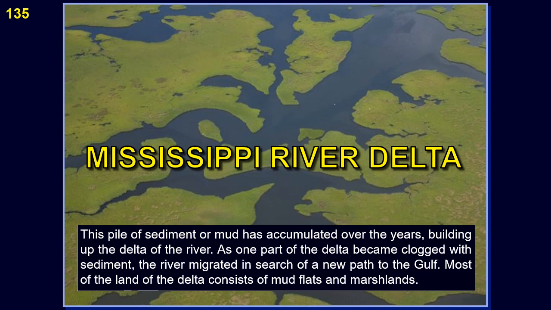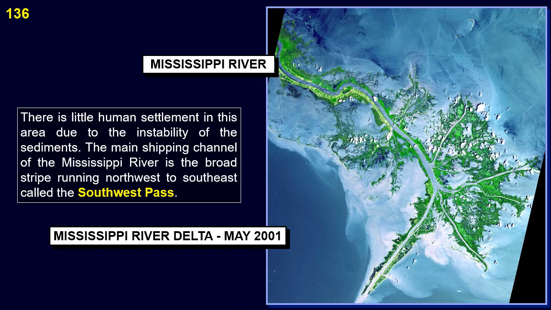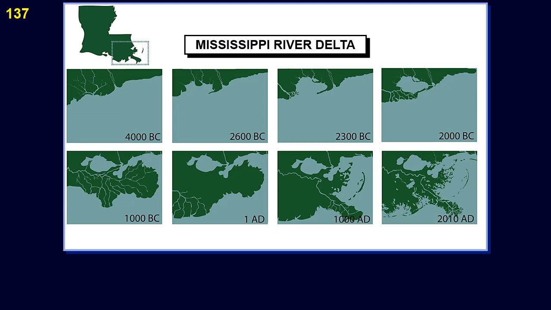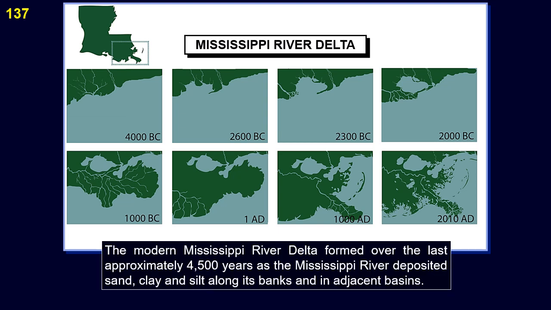As one part of the delta became clogged with sediment, the river migrated in search of a new path to the Gulf. Most of the land of the delta consists of mudflats and marshlands. There is little human settlement in this area due to the instability of the sediments. The main shipping channel of the Mississippi River is the broad stripe running northwest to southeast called the Southwest Pass. The modern Mississippi River Delta formed over the last approximately 4,500 years as the Mississippi River deposited sand, clay and silt along its banks and in adjacent basins.